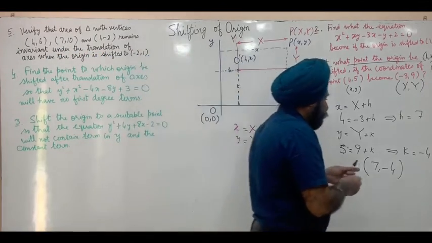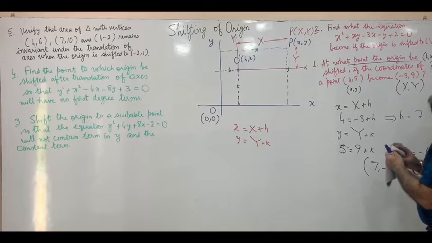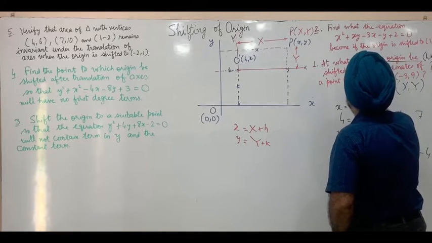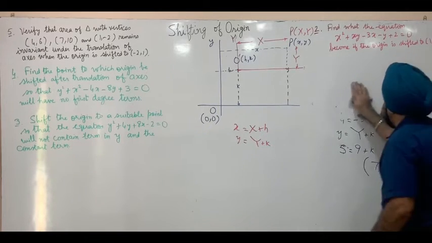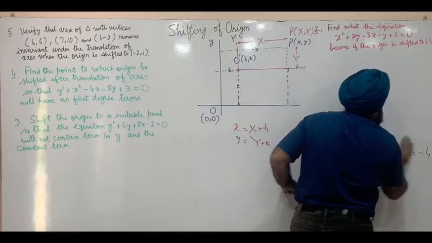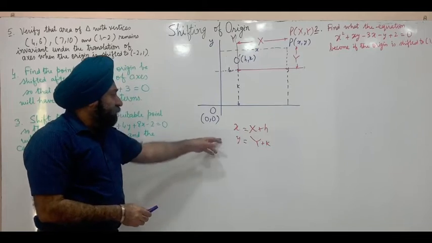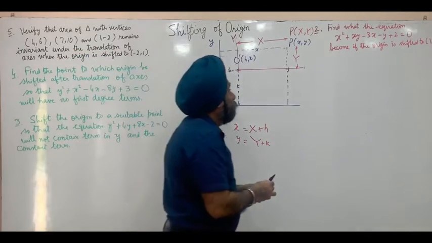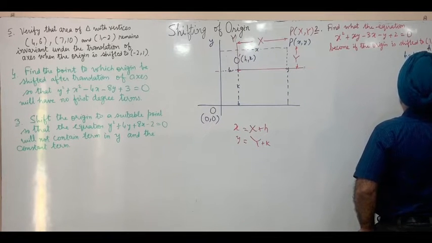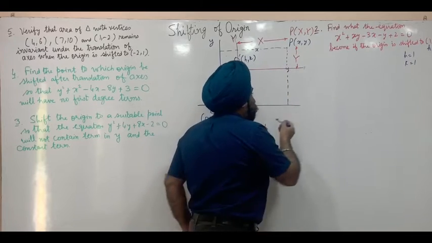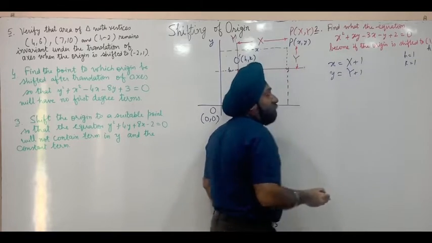So let's discuss the next one. We have to find the equation. What will this equation become if the origin is shifted to the point (1, 1)? We use the same relation. x is equal to capital X plus h, y is equal to capital Y plus k. So h is 1, and k is also 1. So substitute x as X plus 1 and y as Y plus 1.